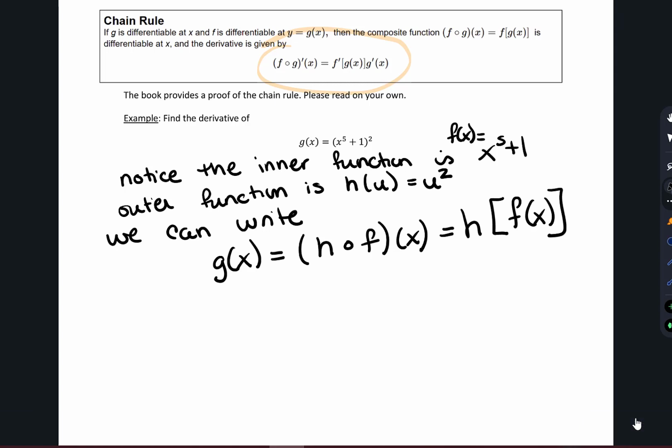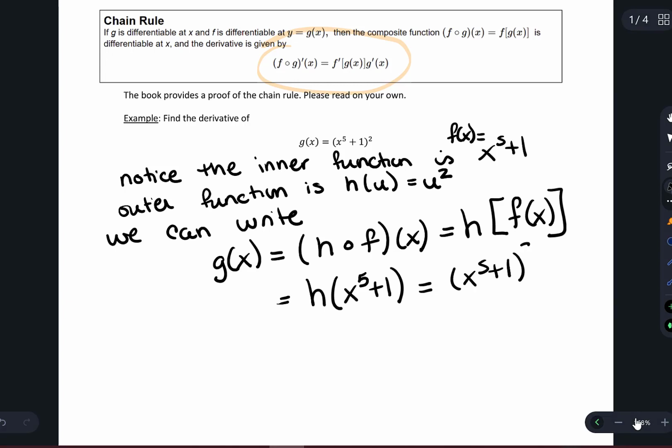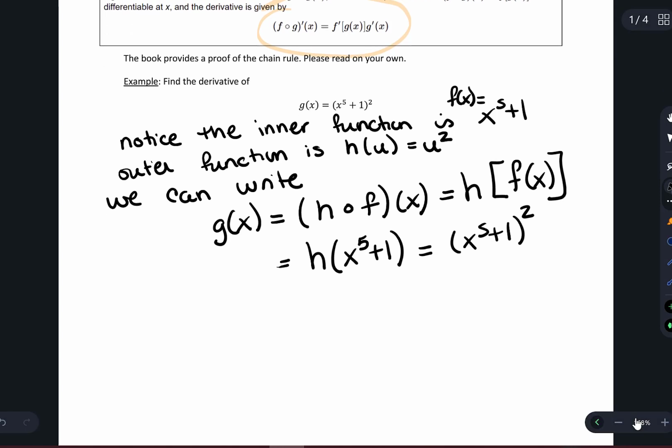If I were to write out h of u is equal to u squared, and evaluate this not at u but rather at f of x, so h evaluated at x to the fifth plus 1 is equal to, well, h is u squared, so this is going to be x to the fifth plus 1, squared. Notice there's multiple ways notationally that we can write out composition functions, but the important piece here is this idea that we have a function that we're going to put inside of another function. And so that's when we have a composition function.